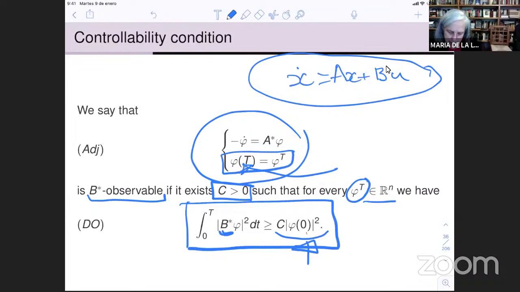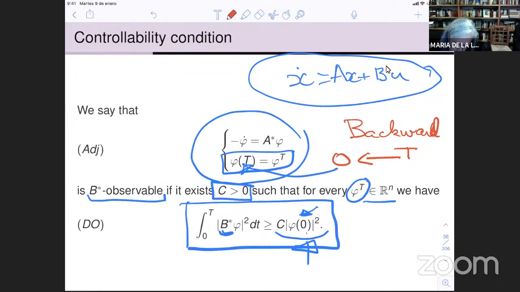So I want to observe my solution when I have evolved in time until reaching zero. So this is a backward equation, okay? So I am going from T to zero. So I want to observe my solution at zero from the integral from zero to T of B star phi. So this is what we call an observability.